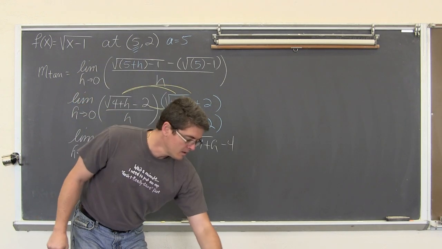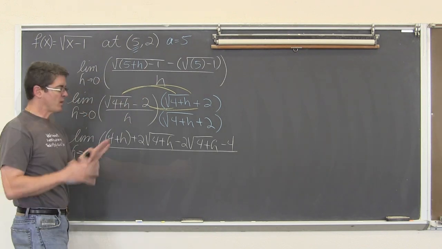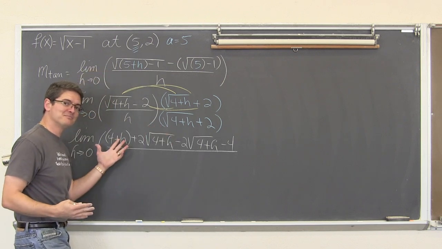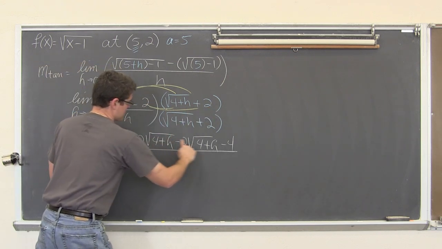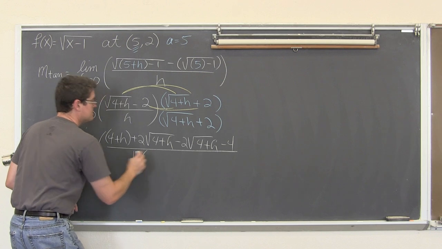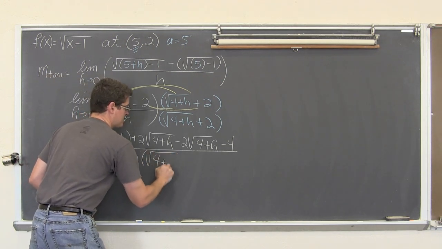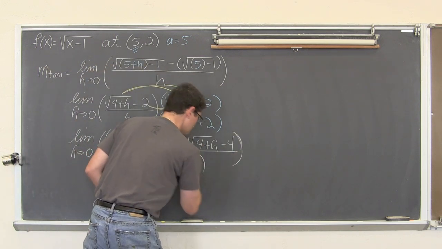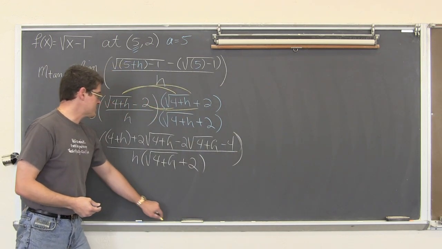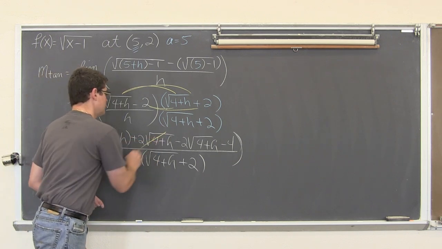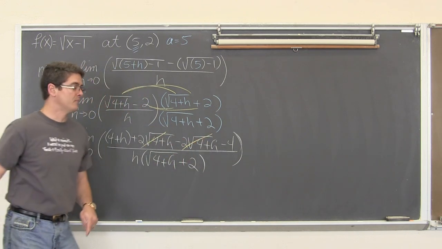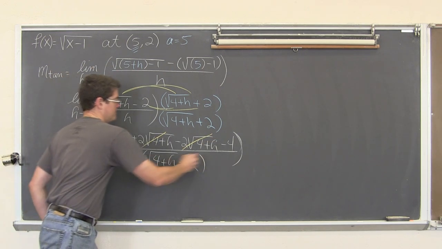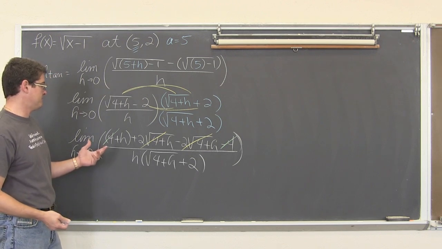Wow. Okay. We had a little interruption there. So first, the expansion of the numerator through the distribution process is right here, over h times the square root of 4 plus h plus 2. There we go. And now a bunch of cancellation starts happening. 2 square root of 4 plus h minus 2 square root of 4 plus h cancels out. The 4 here and the 4 at the end will also cancel out. And we're left with, well, not a whole lot.